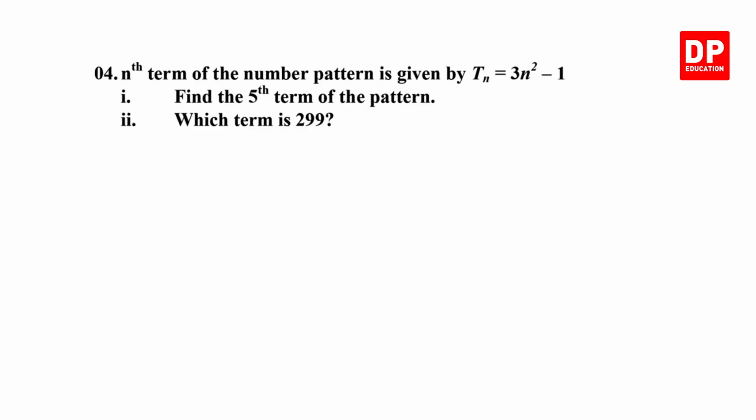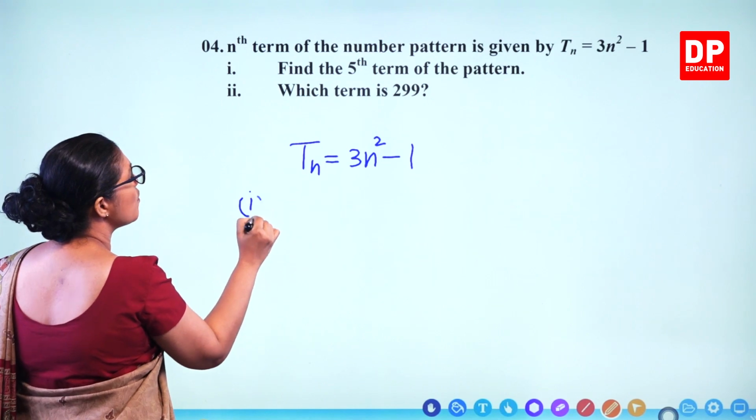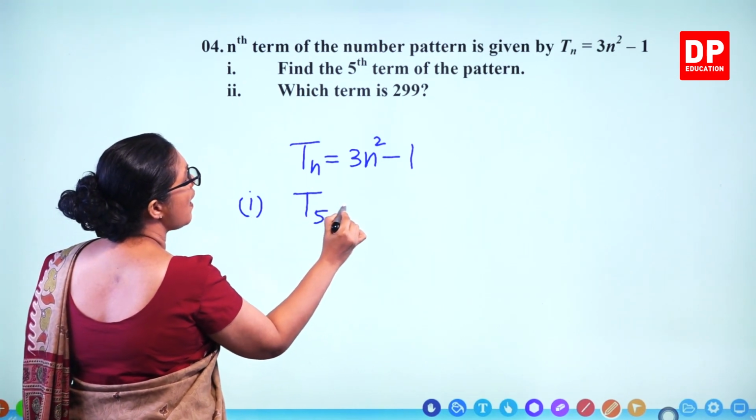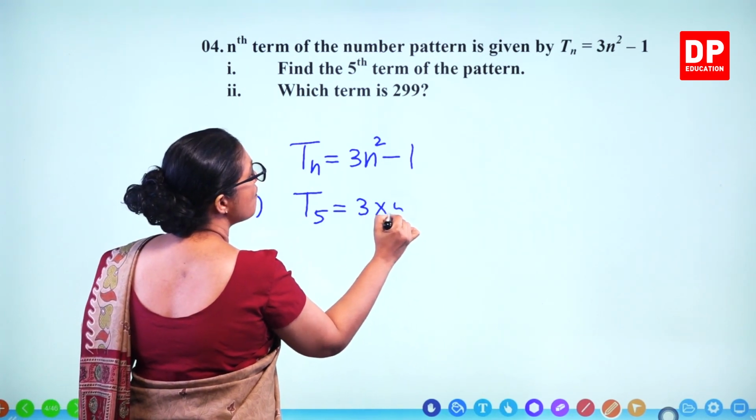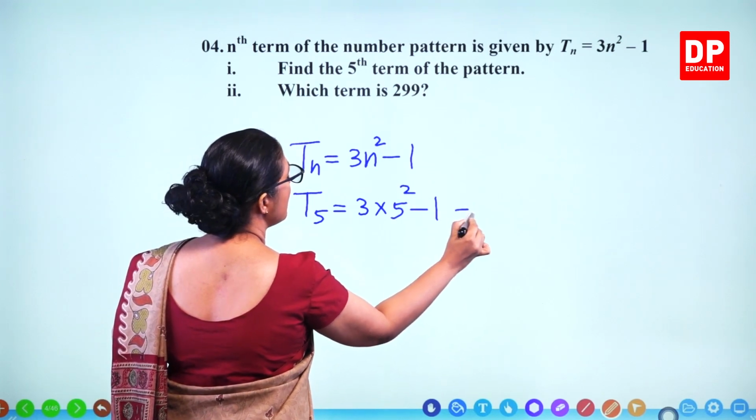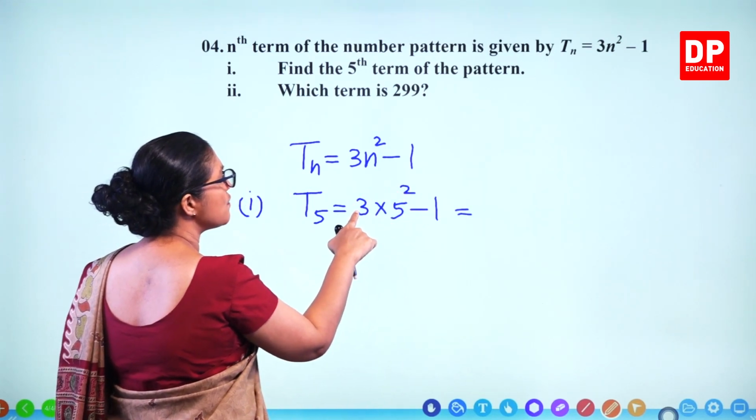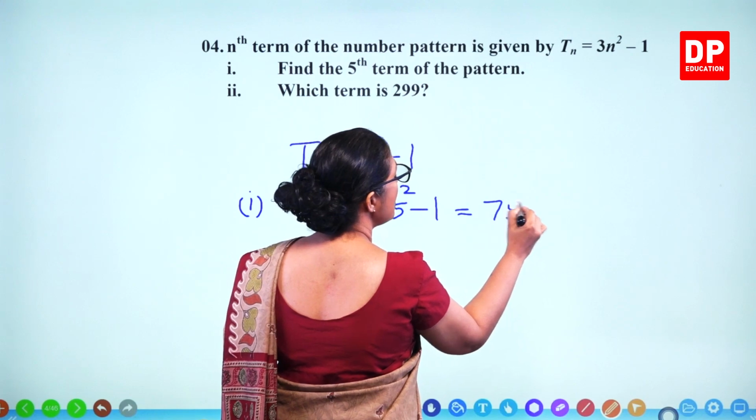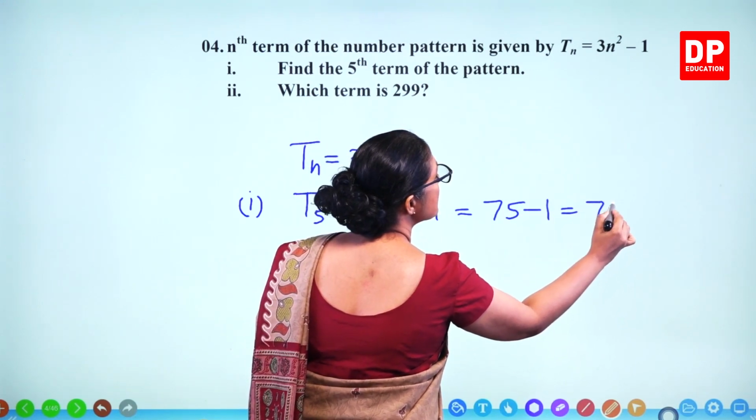Question number 4. The nth term of a number pattern is given by Tn equals 3n squared minus 1. Find the 5th term of the pattern. So that means you substitute n equals 5. T5, substitute 5 there: 3 times 5 squared minus 1. 5 squared is 25, 25 times 3 is 75, minus 1, that's 74.